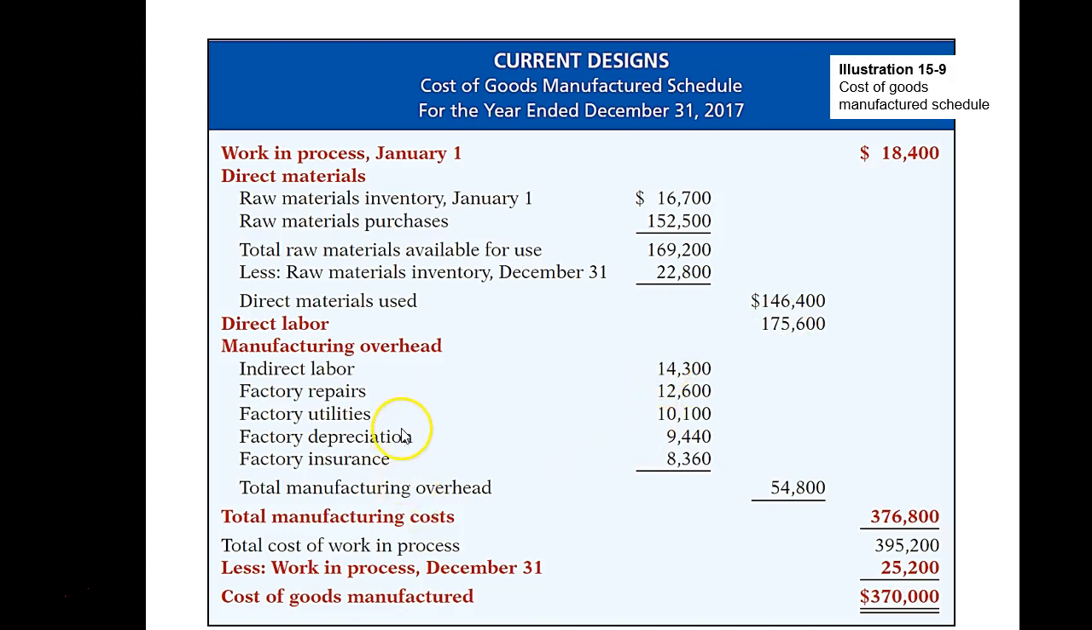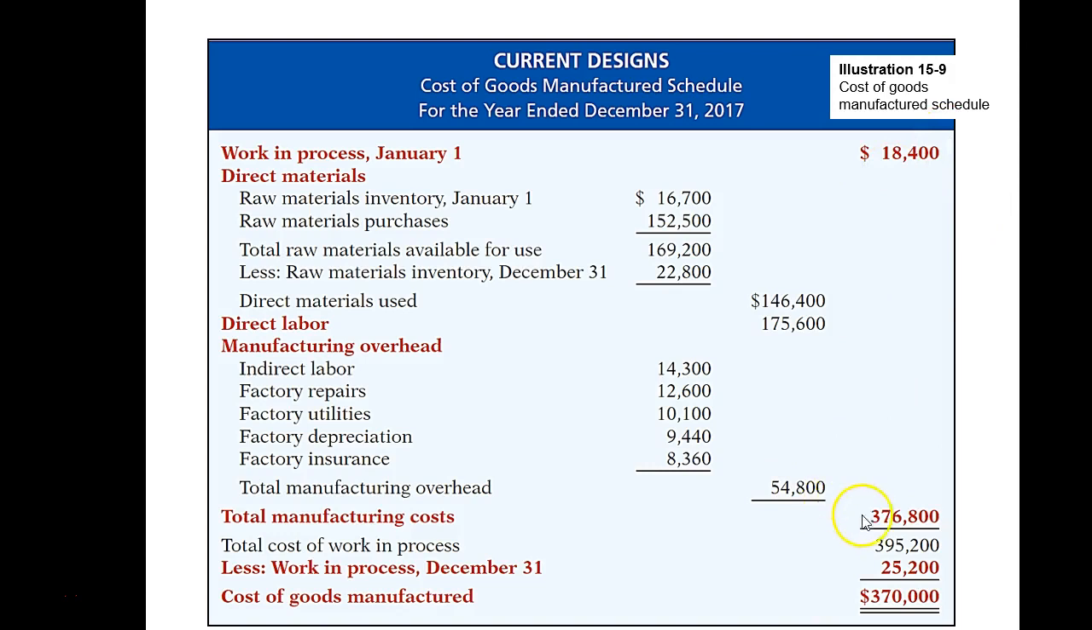We're going to add to that our direct labor costs, and then we're going to add up those items that make up manufacturing overhead: indirect labor costs, factory repairs, utilities, depreciation, insurance. You add those items all together to get total manufacturing overhead of $54,800. So you add your material used, direct labor costs, and your manufacturing overhead costs all together. It'll give us our total manufacturing cost of $370,800.